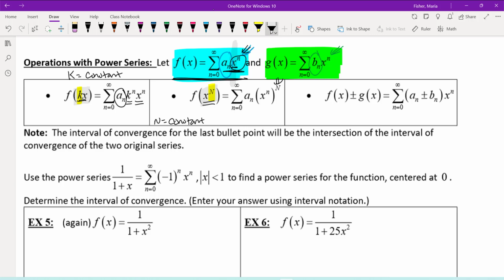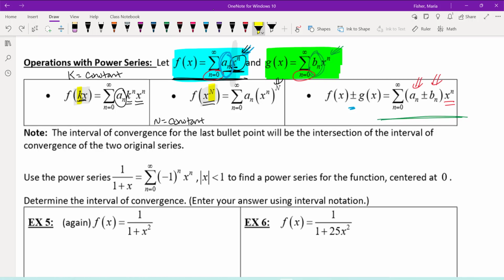The last one is f of x plus or minus g of x. So if you want to find f of x plus or minus g of x and you're given two different series, the first thing that's really important is they have to begin at the same spot. For example, these two given series both begin at n equals 0. If the series have the same starting point, then the sum or difference is going to be a sub n plus or minus b sub n times x to the n. So you're going to take whatever your a sub n is and add or subtract it to whatever your b sub n is to find your new formula.